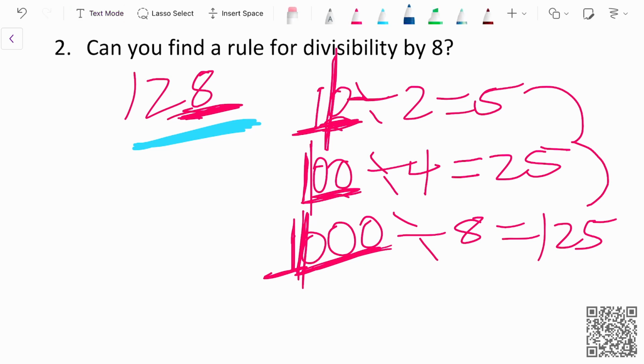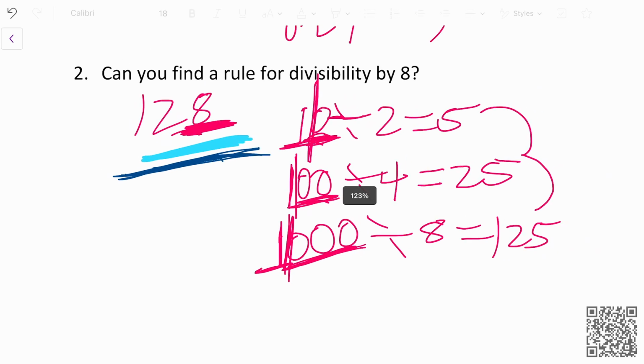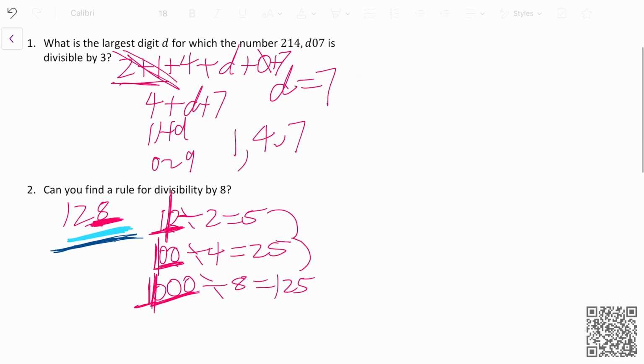So I'm going to take dark blue and highlight this. So I have written hot pink is 2, light blue is 4, and dark blue is 8 on how to analyze it.